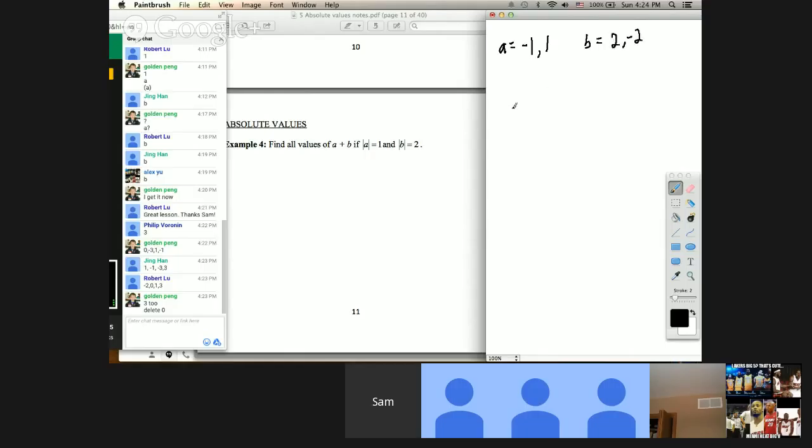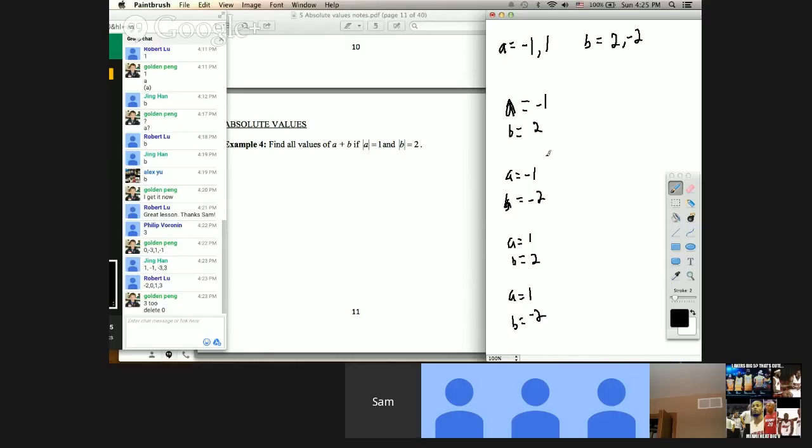So there's four cases. First case is A equals -1, B equals 2. Second case is A equals -1, B equals -2. Third case is A equals 1, B equals 2, and then the last case is A equals 1, B equals -2. And then basically, these are your four main cases.